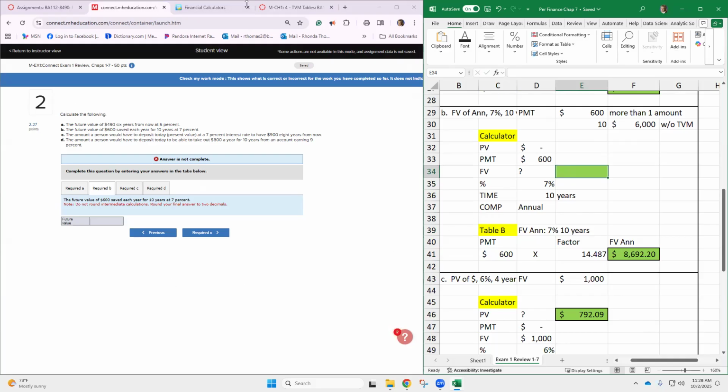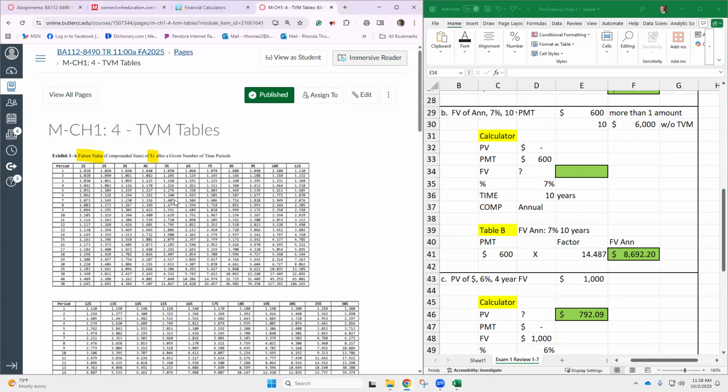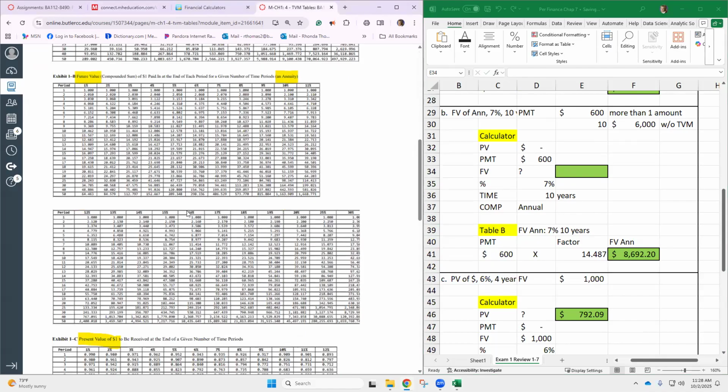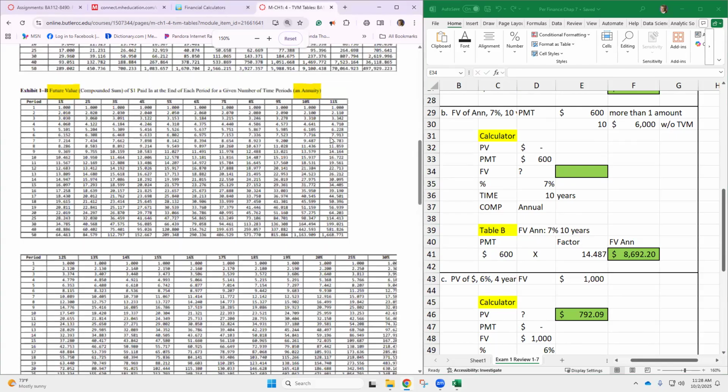So back to the tables for me. I'm going to table B. Table B is the future value of an annuity. An annuity is the same amount time after time after time. If you change the amount, you can't do it. It has to be the same. So I'm looking at 7% in 10 years.